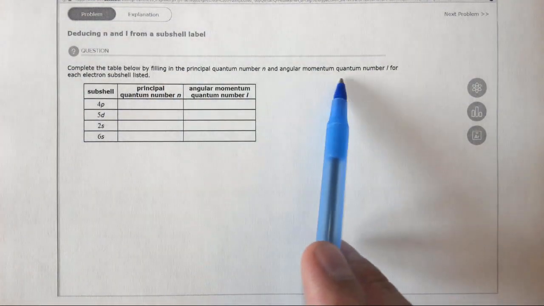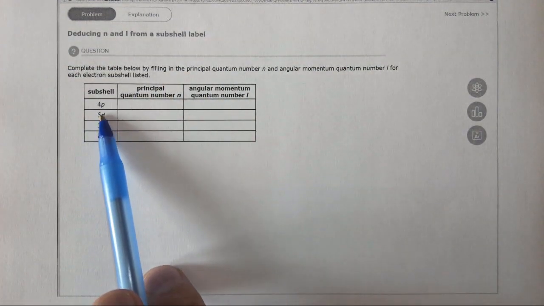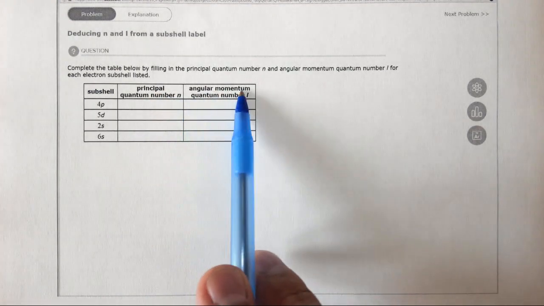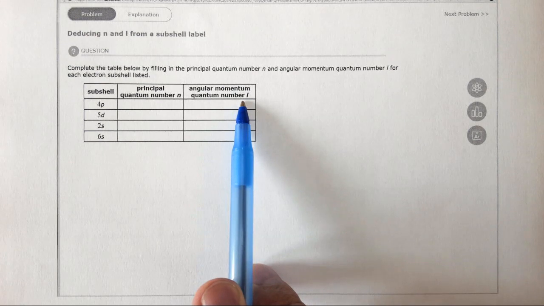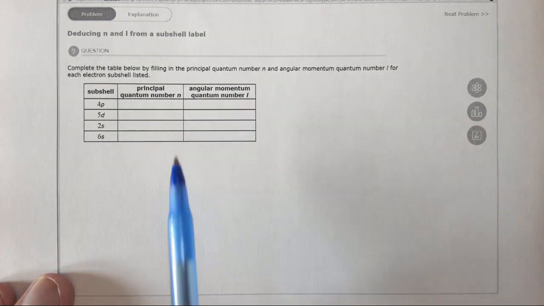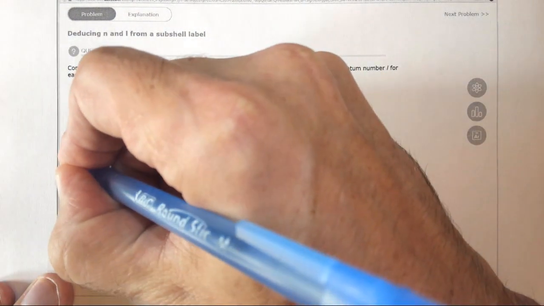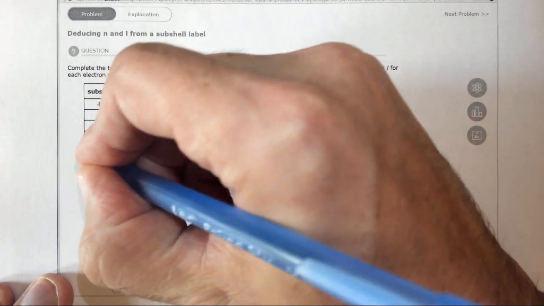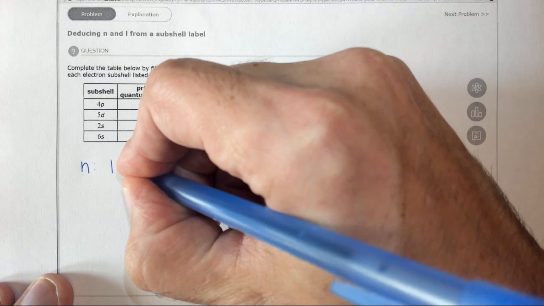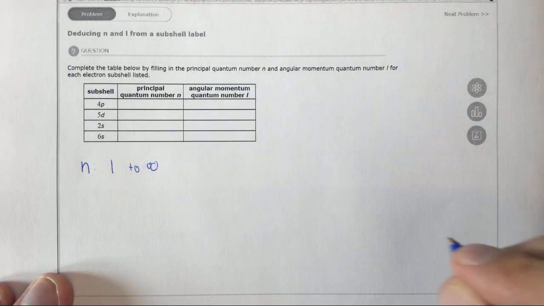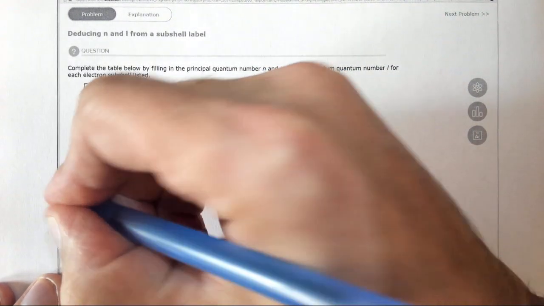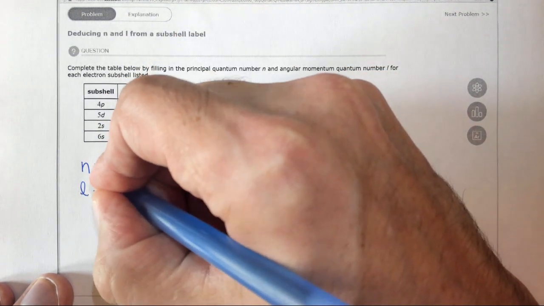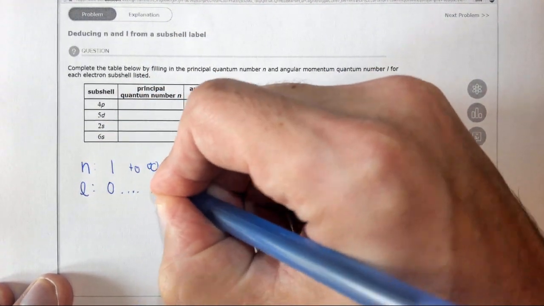In this question, we're asked to complete the following table where, given the subshell, we find the principal quantum number n and the angular momentum quantum number L. So, as a reminder, n is the principal quantum number, and it can be any integer from 1 to, in theory, infinity, but it has to be an integer. L is the angular momentum quantum number, and it's 0 to n minus 1.